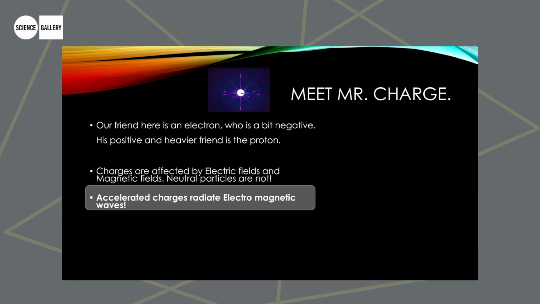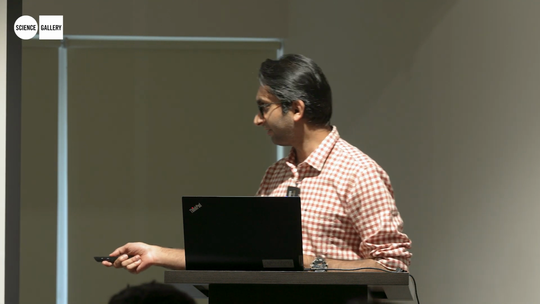If you are going home at the end of this talk, I want you to remember one statement: accelerated charges radiate electromagnetic waves. The radiation that you see, radio waves, microwaves, X-rays, all of these are radiation. How are they created? Through the acceleration of charges. If you accelerate a charge, it will radiate. This is the sacred principle that you need to keep in mind.